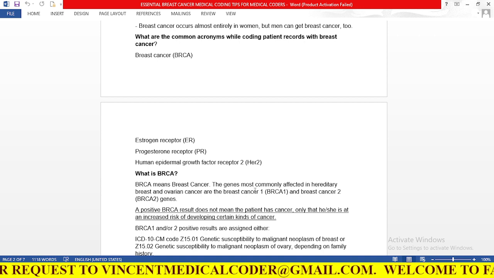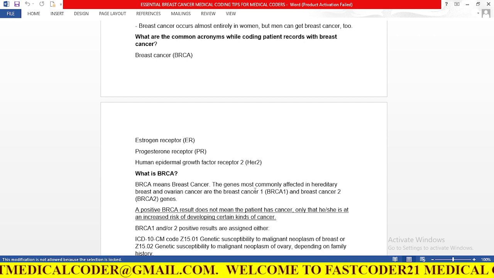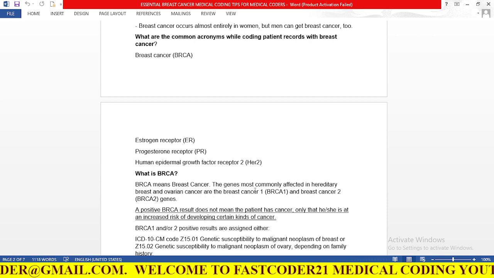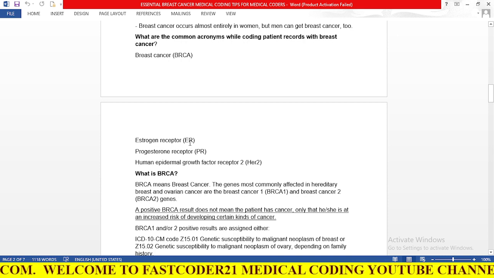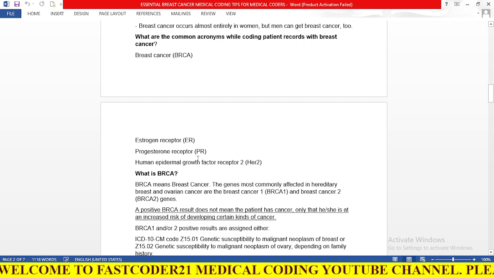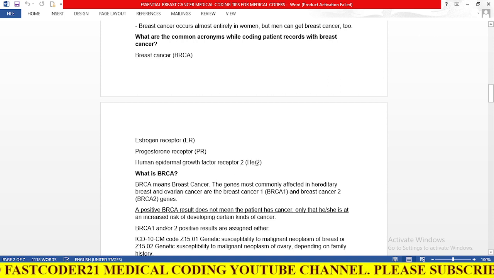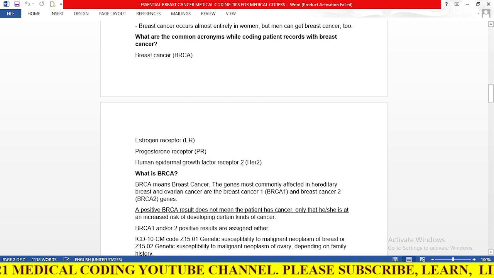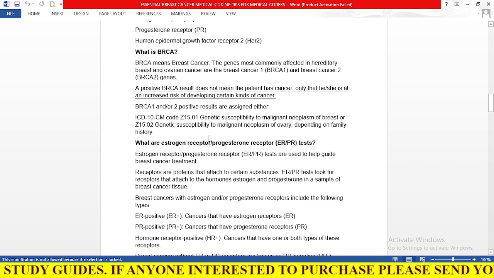Now we will see the common acronyms while coding patients with breast cancer. Usually we see BRCA means breast cancer, ER means estrogen receptor, PR means progesterone receptor, HER2 means human epidermal growth factor receptor 2. Now we will see BRCA.